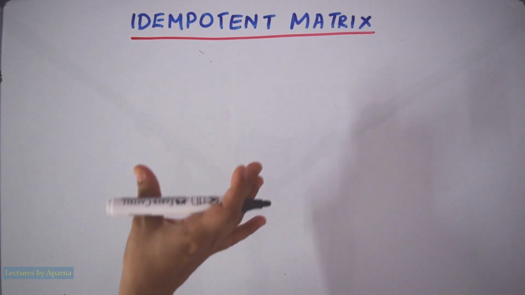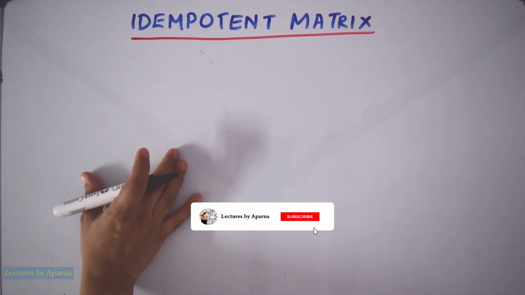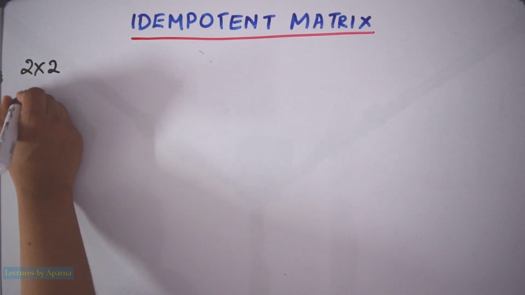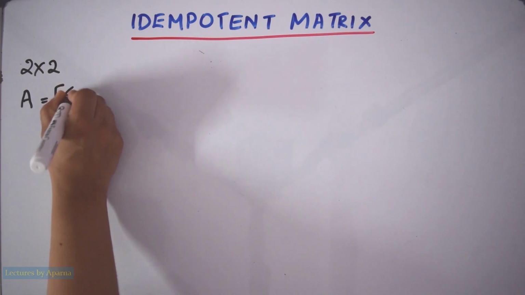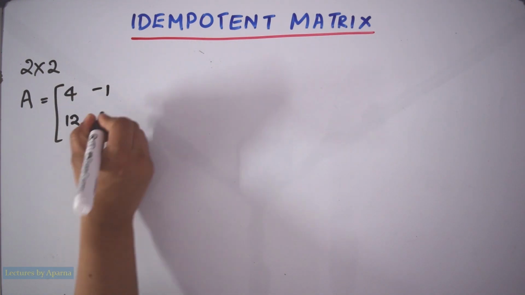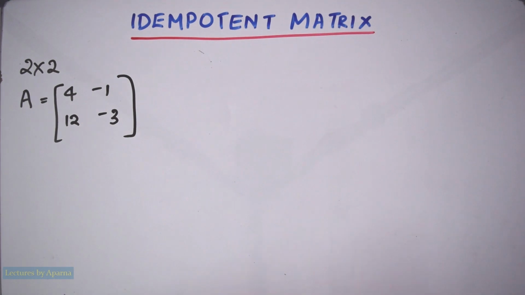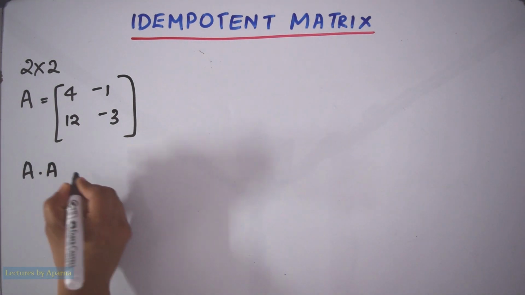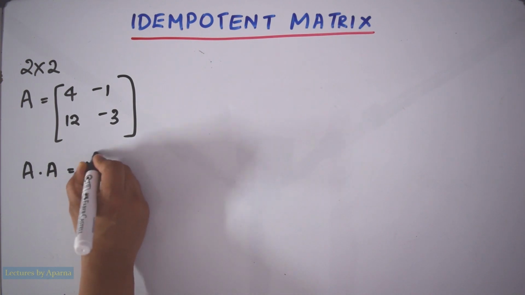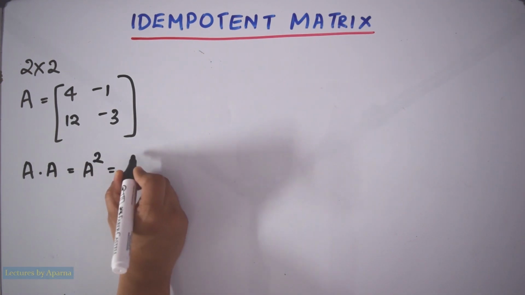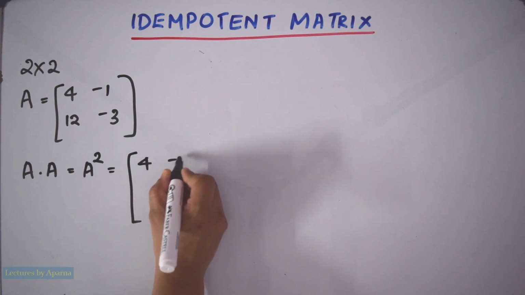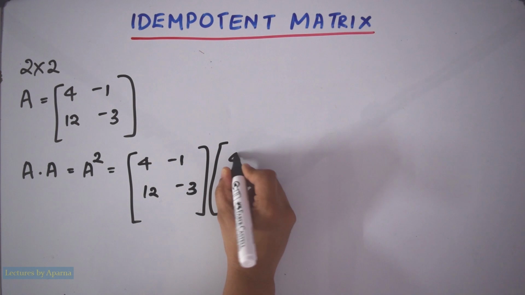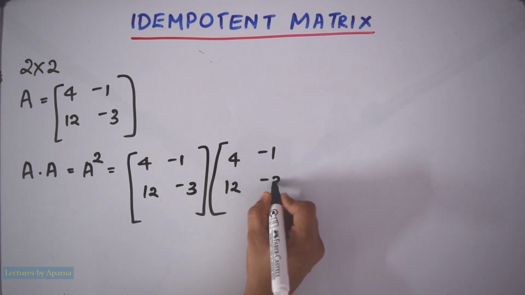Today we will see what an idempotent matrix means. Consider a 2 by 2 matrix A. A is equal to [4, -1; 12, -3]. Now we have to find A into A, that is equal to A square. A into A is A square, that is [4, -1; 12, -3] multiplied with itself, [4, -1; 12, -3].